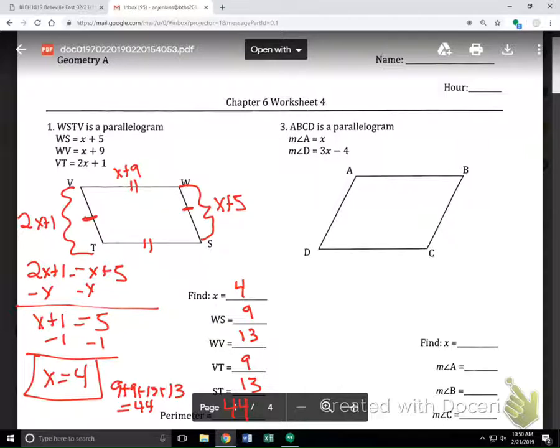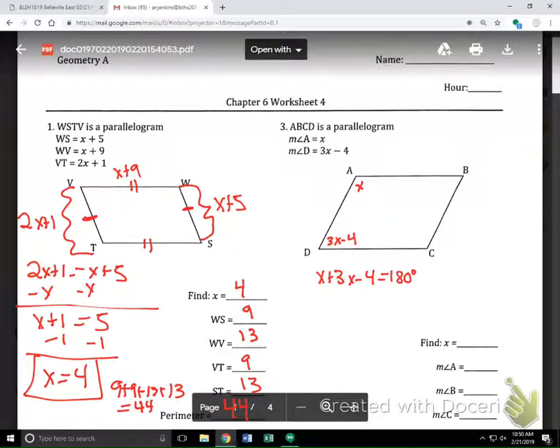You have A and D. Are A and D opposite angles or are they consecutive angles? They're consecutive angles, which means they're not congruent, they're supplementary. So that means we know that if this angle is x, and this is 3x minus 4, that x plus 3x minus 4 equals 180.